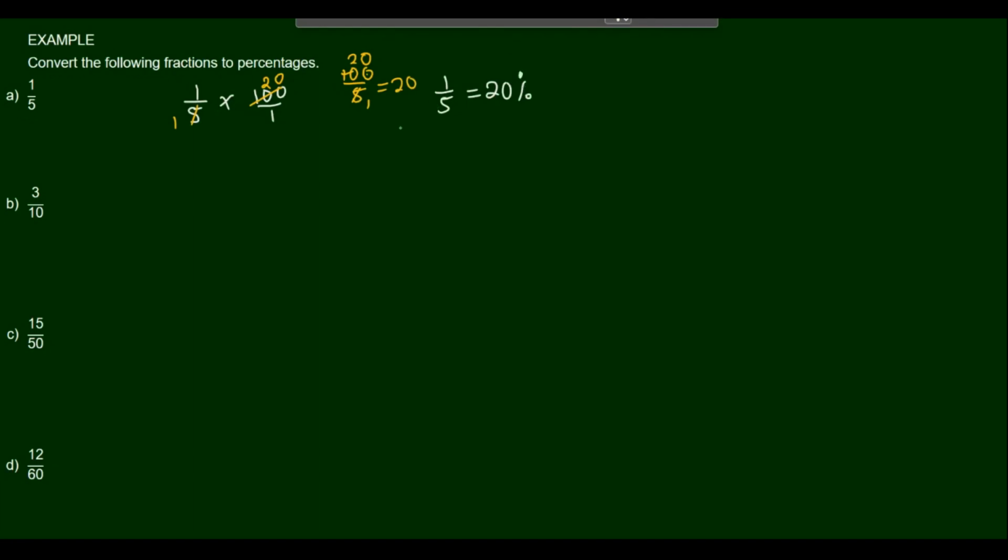Right, the other thing we could have done is to use the equivalent fractions, but the use of equivalent fractions may give us problems. So the most appropriate method is this one of multiplying by 100 over 1. But let me just show you how to use equivalent fractions. We say 1 over 5. What do we multiply 5 with to get 100? We have to multiply 5 with 20. So we have to say times 20.